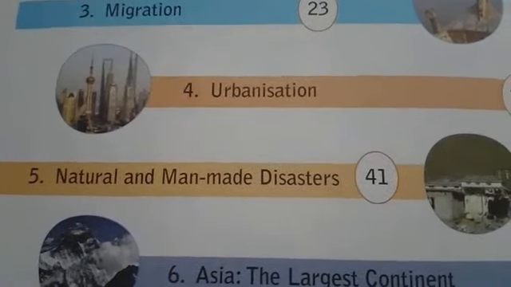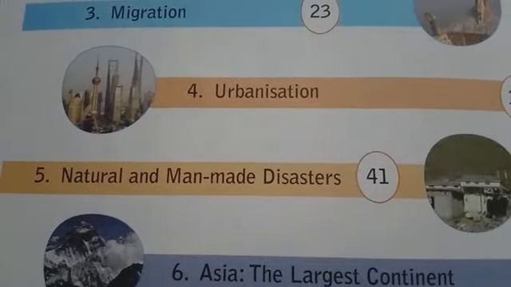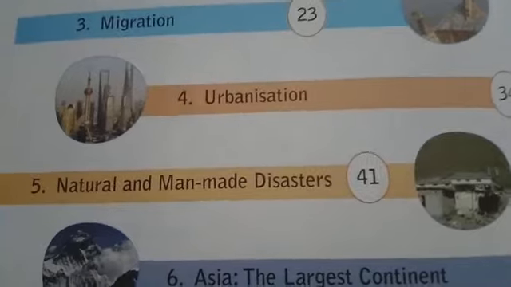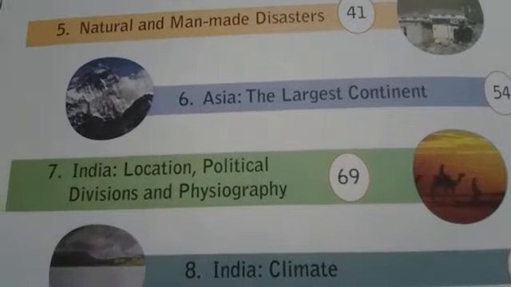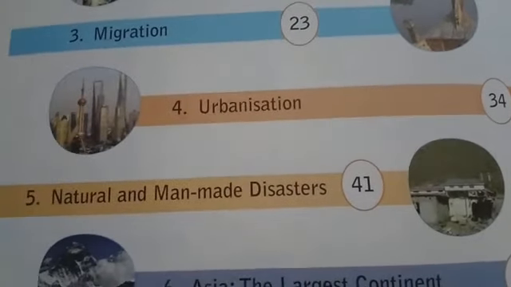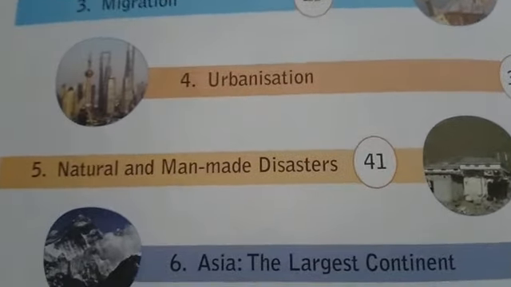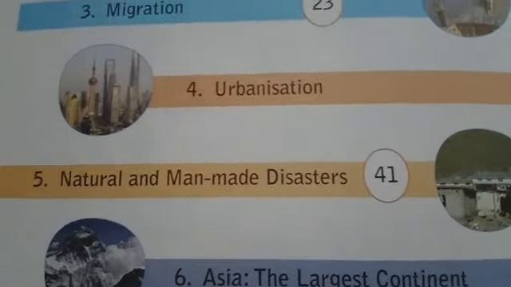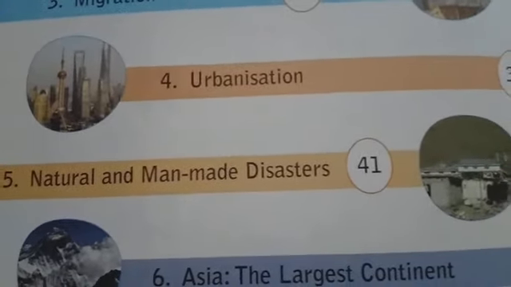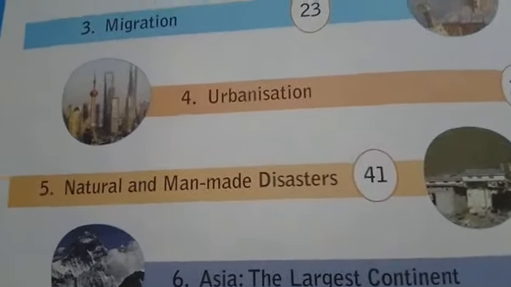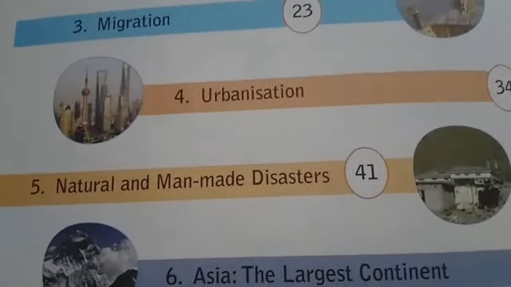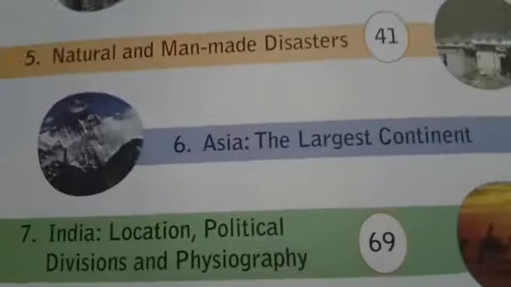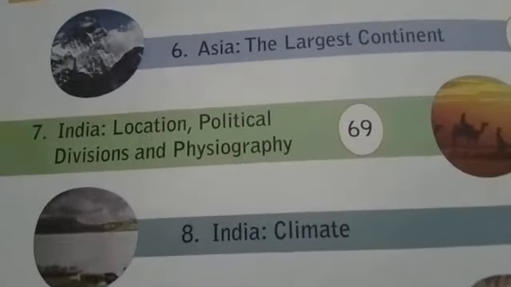So there are 4 chapters included in our first term exam: India: location, political divisions and physiography, Indian climate, urbanization, and natural and man-made disasters, and we already completed the whole syllabus. So today we will revise the chapters. Firstly, we revise chapter 7, India: location, political divisions and physiography.